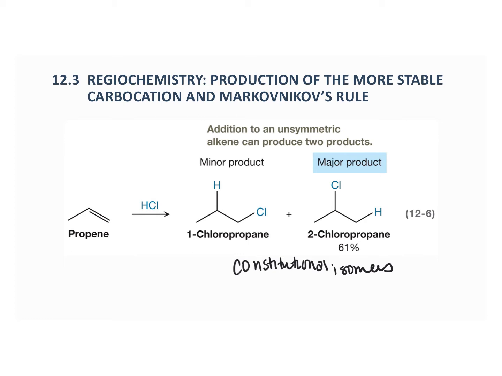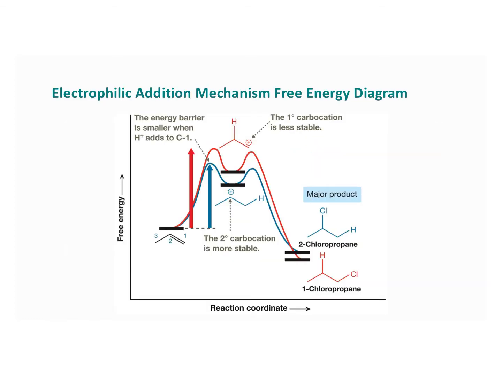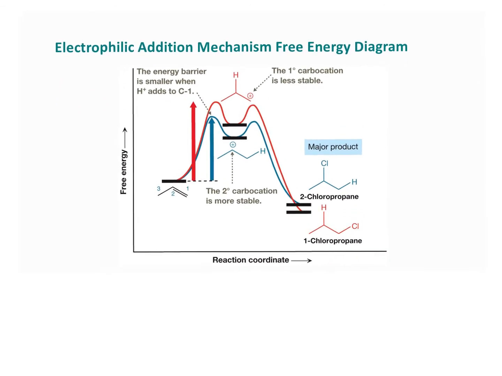And so the question that we always ask ourselves in science is why? Why is 2-chloropropane the major product and 1-chloropropane is the minor product? What makes it so that 2-chloropropane is major? Okay, well, to answer that question, we look at the free energy diagram.